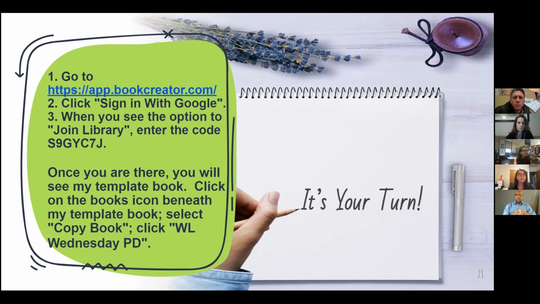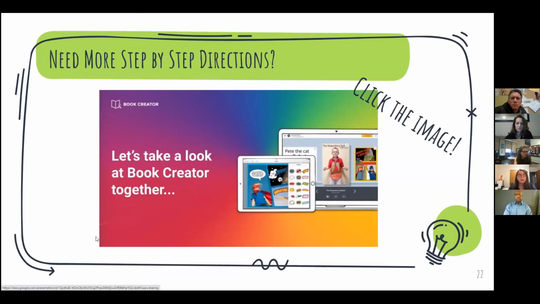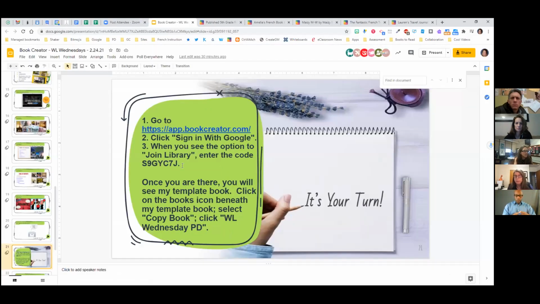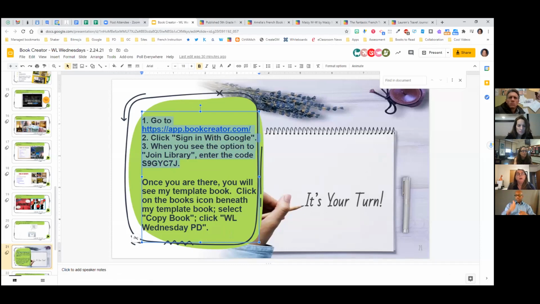So I've created a library for you, and that library code is S9GYC7J. And what I'm going to do is see if I can, oops, sorry about that. I want to put this into our chat so that you can access this. Oh, I lost my chat here. Let's see. I put the number 1, 2, and 3 in the chat for you. Oh, already, thank you, Kathy. I appreciate that. Yeah. Awesome.